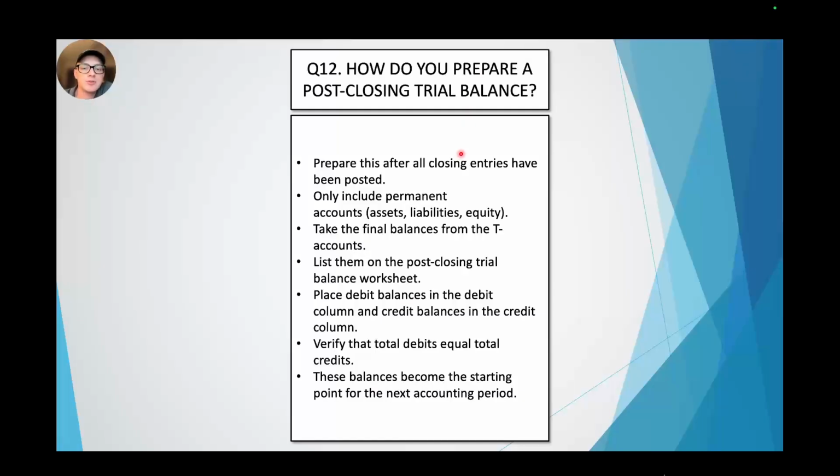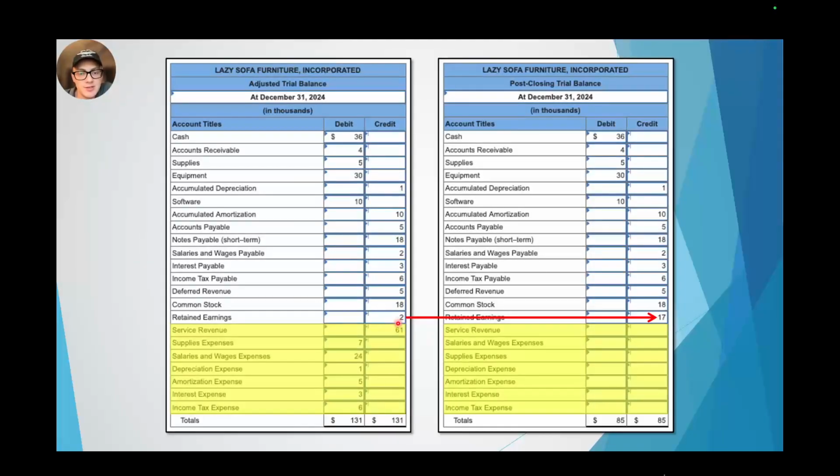So how do you prepare a post-closing trial balance? Well, the post-closing trial balance lists only permanent accounts after closing entries are complete. This confirms the ledger is balanced and provides the starting balances for the next accounting period. What does that look like? Well, like I said, all this that was once here is now 0 because these are temporary accounts that we need to wash out. Retained earnings will flow through to our new number of $17. All of our permanent accounts will stay in the post-closing trial balance. And here we have left our totals. 85 equals 85, debits equal credits.